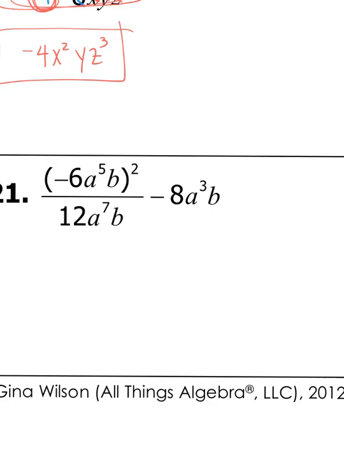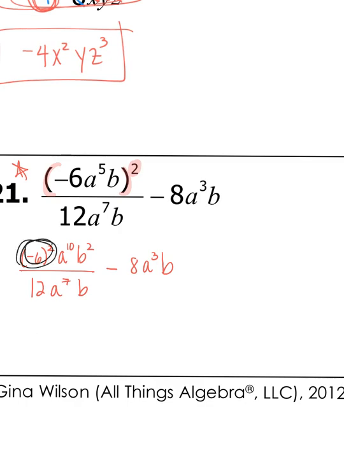And last but not least, number 21, which has quite a few steps. First thing we want to do for 21 is square that monomial on the top. So we've got -6 squared, a to the 10th, b to the 2nd, and that's over 12, a to the 7th b, subtracting 8, a to the 3rd b. First thing I'm going to do is I'm going to go ahead and rewrite -6 squared.